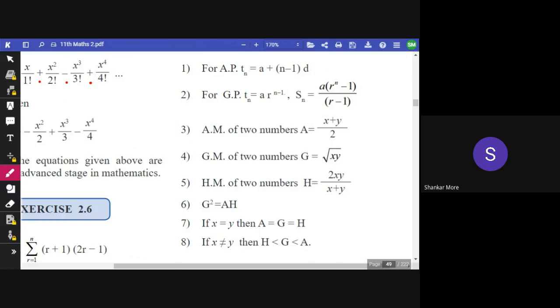For AP, Tn is equals to a plus n minus 1 multiplied by d. A is the first term, d is the difference. For GP, Tn is equals to ar raised to n minus 1. Sn is equals to a into r raised to n minus 1 divided by r minus 1. AM of two numbers, that is x plus y divided by 2. GM of two numbers, that is g is equals to root of xy.